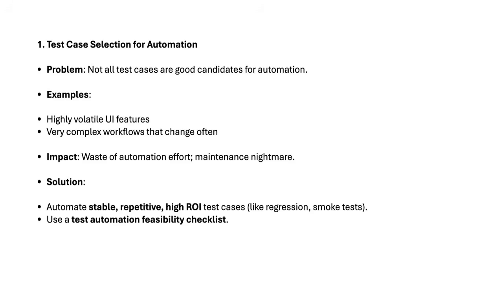The best solution and best practice is to automate the stable, repetitive and high return on investment test cases, such as regression test cases as well as mock test cases. Only such test cases should be chosen for automation. So that is the biggest solution. Also use a test automation feasibility checklist and make sure that automation is feasible on such features. Okay, this will help you to choose the right test cases for your automation. So this is one of the major and biggest challenges most of us face.